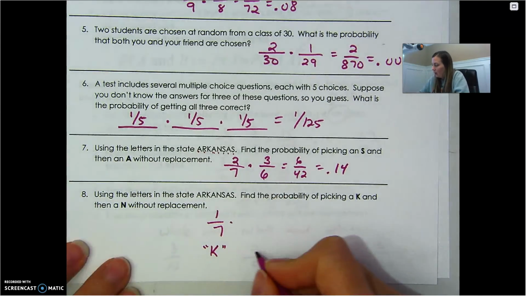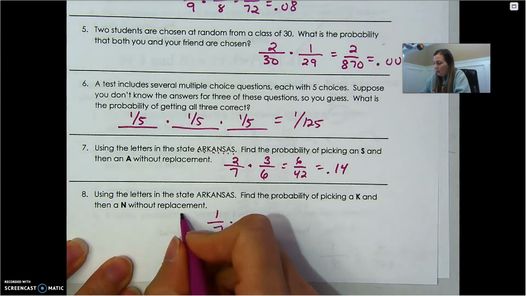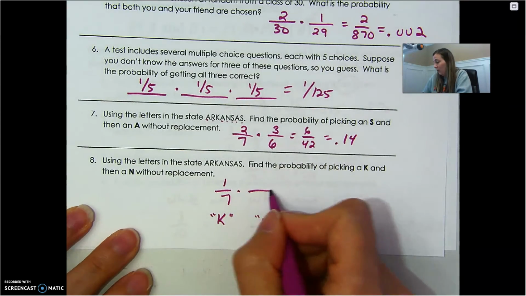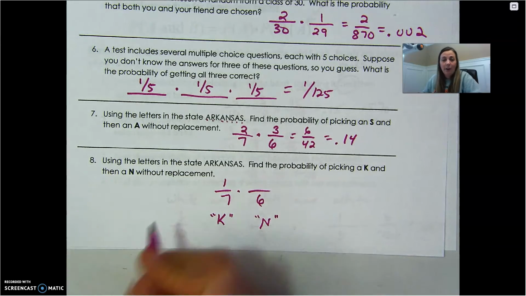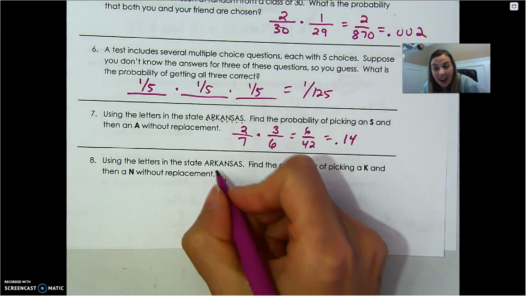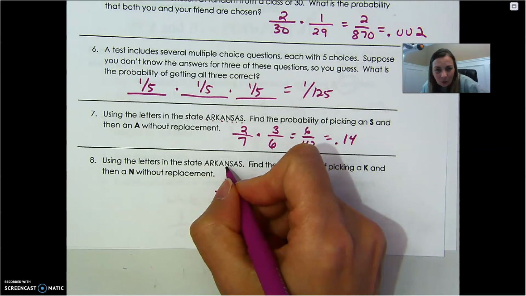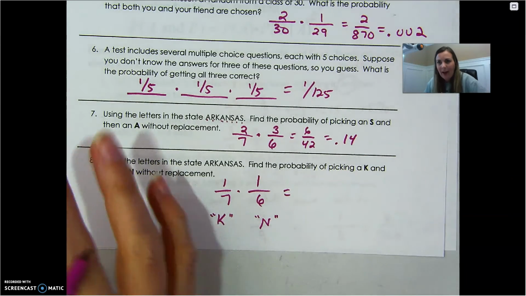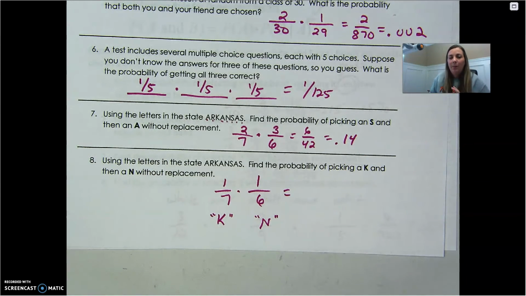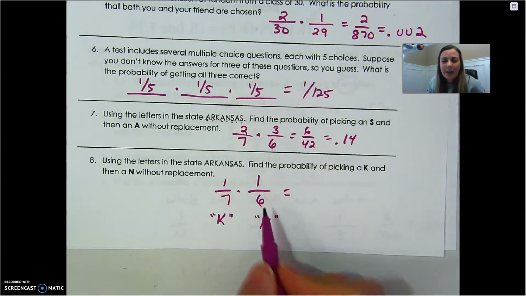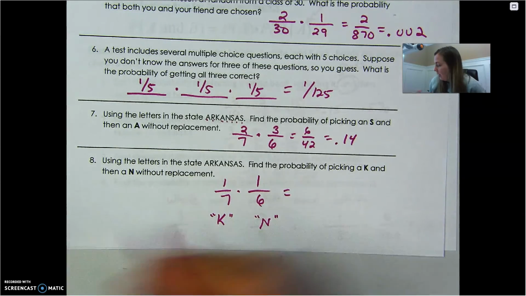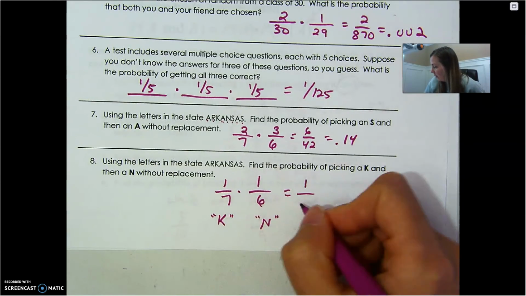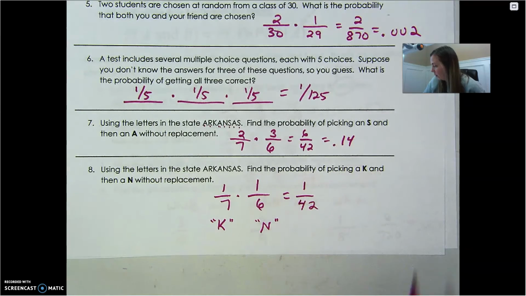All right, then we're gonna go and try and pick an N. We didn't put this first card back, so whatever it was, I don't know, we're down to 6 cards now. How many are theoretically N? Just 1. Remember, this is all theoretical. All right, what happens in the real world doesn't always match up perfectly, but this gives us some basis of the odds. Okay, so we have 1 and 7 times 6, 42. All right, 1 in 42 chance. Highly unlikely, so don't put your money on it, folks.